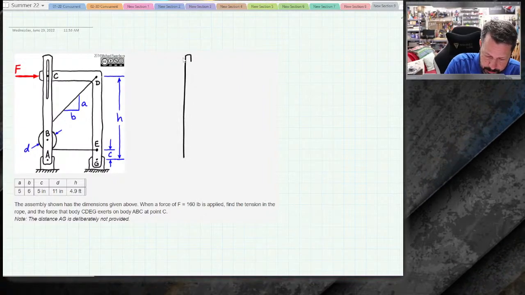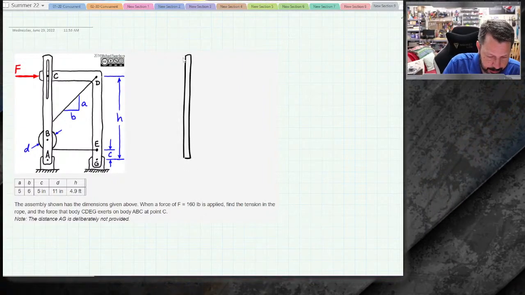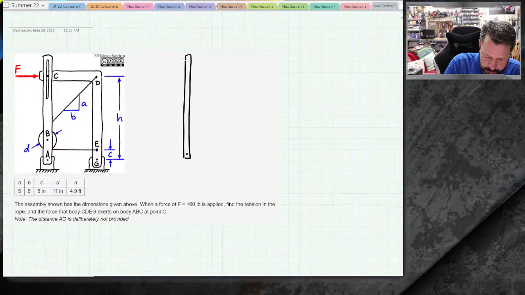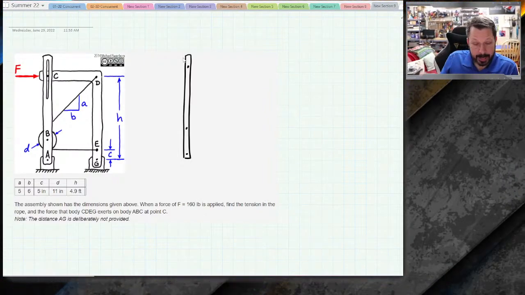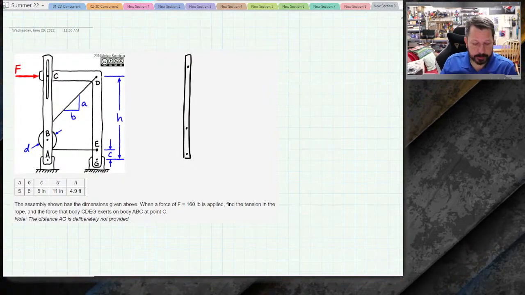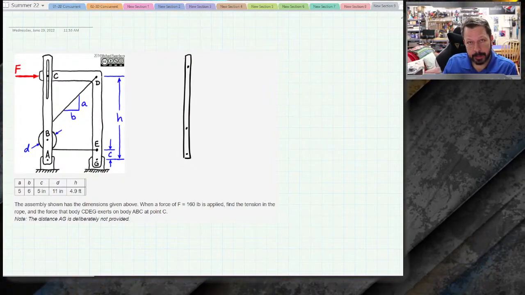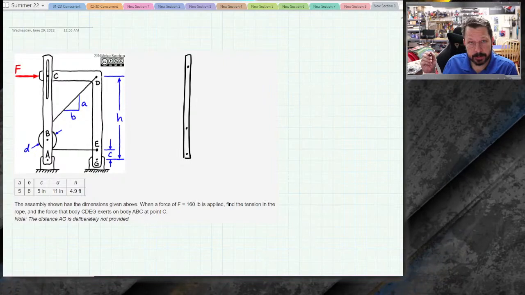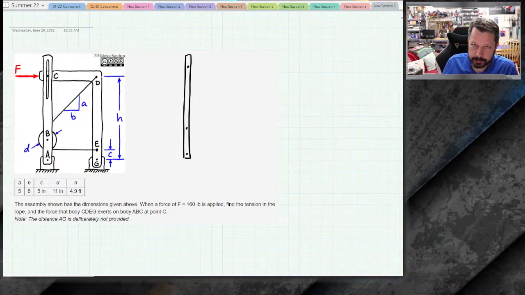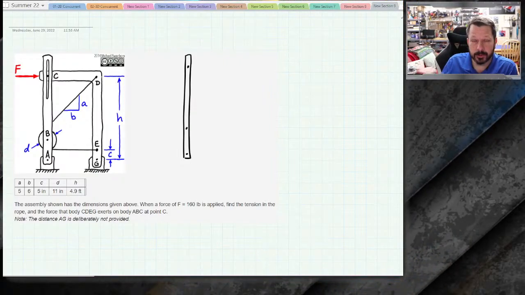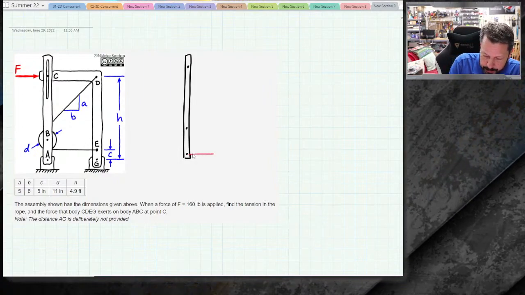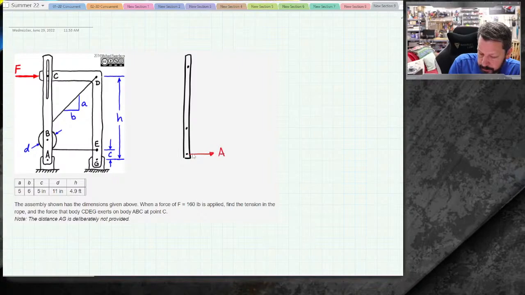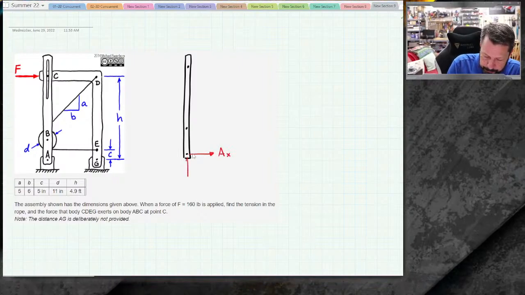So this will be ABC. A's here, B's here, C's up here. At A, I've got a pin, and at pins I have 2 reactions, horizontal and vertical. They don't have to be horizontal and vertical, they just need to be orthogonal, at right angles to each other. There's no reason for me to do anything other than horizontal and vertical, so that's what I'm going to do.